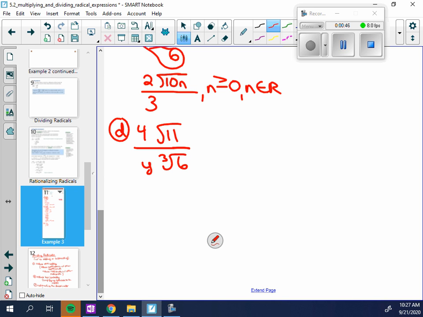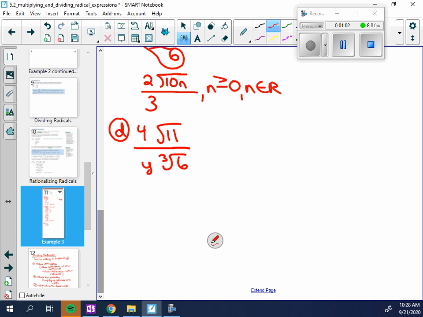Although 11 over 6 can't reduce anyway, if the top was 12 and the bottom was 6, I still could not reduce 12 over 6 because they have to be under the same radicals for me to do that. One's under a square root, one's under a cube root. So we can't do anything here.